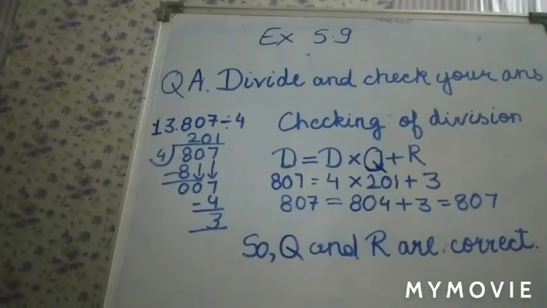So 804 you are getting by multiplying 201 and 4. Okay, so you will get 804. You have to add 3, which is the remainder, to 804. 804 plus 3 will be 807 and 807 is the dividend. So 807 equals 807. So quotient and remainder are correct. This way you have to divide and check your answer.